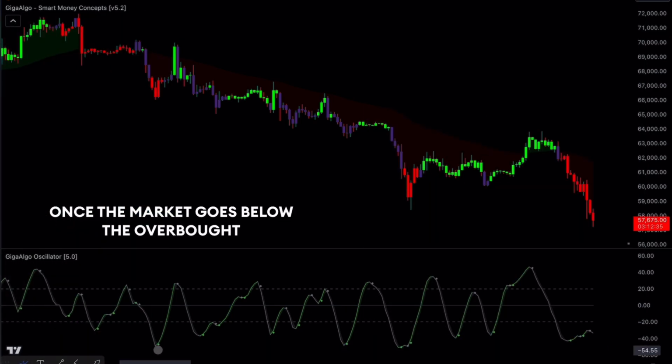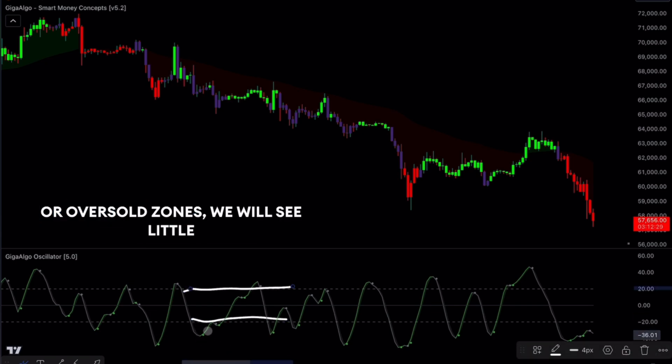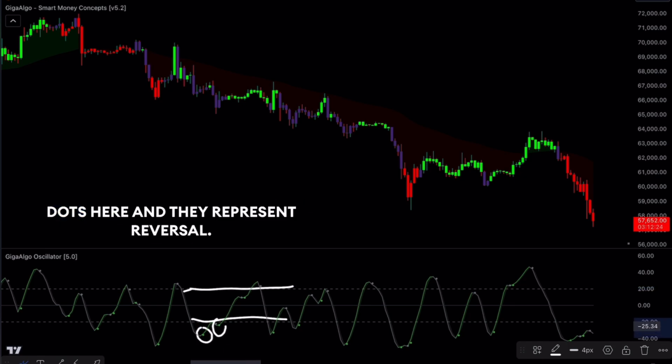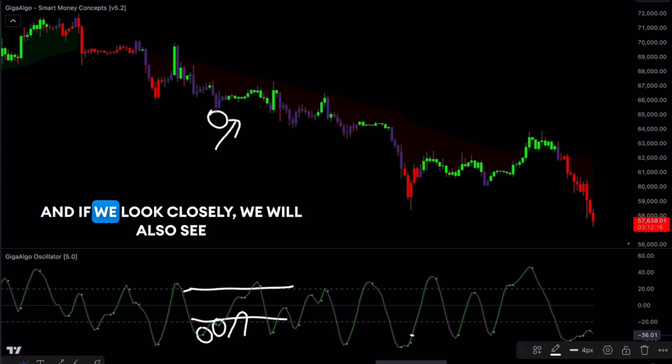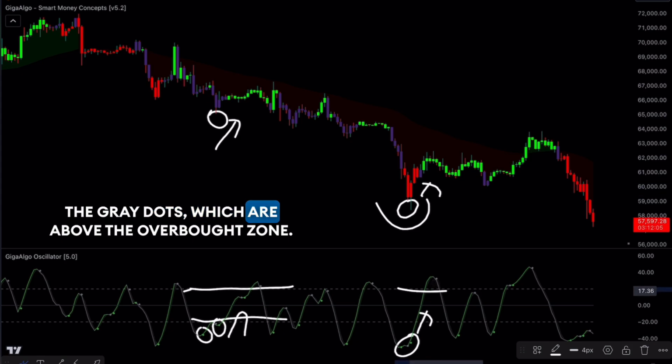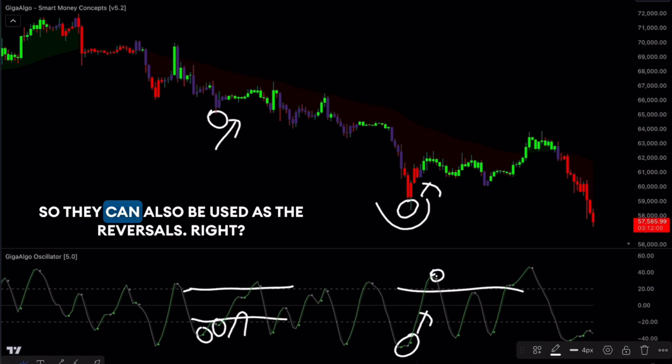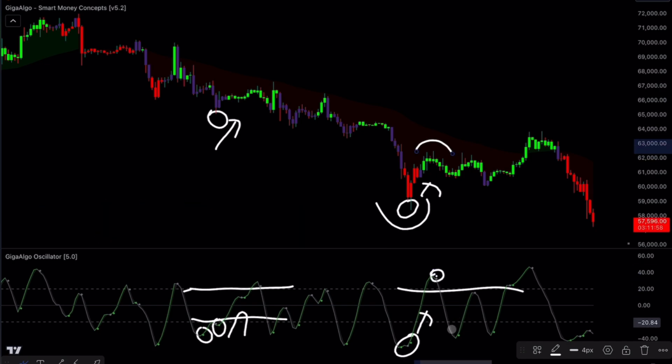Once the market goes below the overbought or oversold zones, we will see little dots here, and they represent reversal. And if we look closely, we will also see the gray dots, which are above the overbought zone. So they can also be used as the reversals, right?